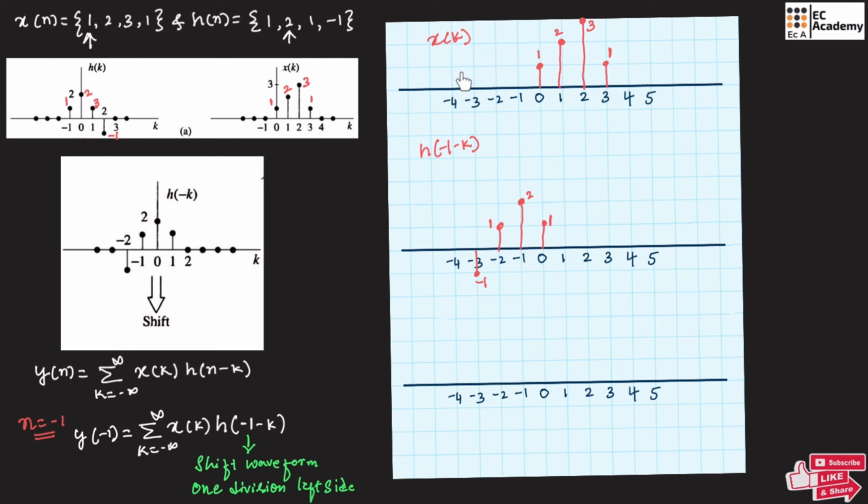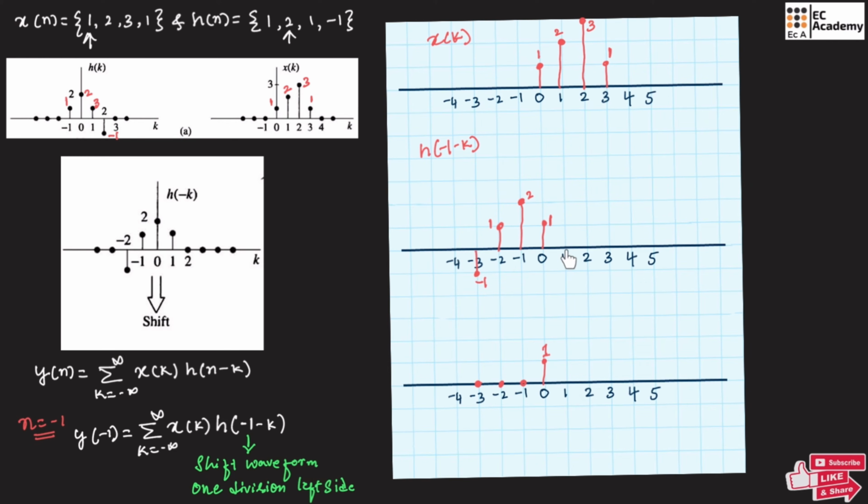Now we need to multiply x of k and h of minus 1 minus k. At minus 3 we have minus 1 here and here we have 0. So minus 1 into 0 we will get the value 0. At minus 2 the value is 1. Here it is 0. So 1 into 0 we will get 0. Now 2 into 0 we will get 0. At n is equal to 0, it is 1 which is multiplied by 1. So it will be 1.